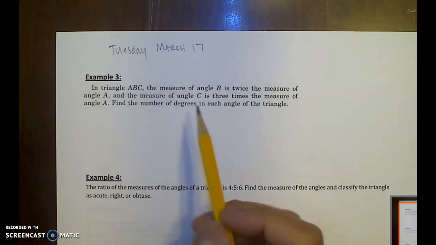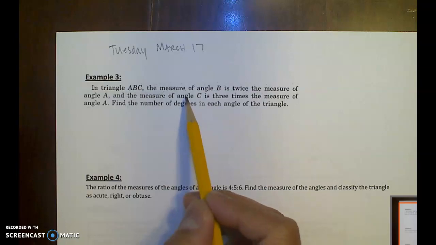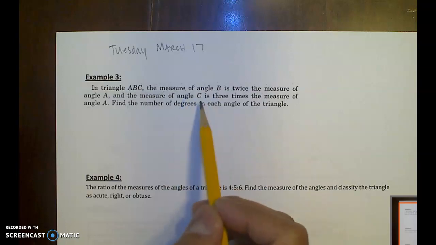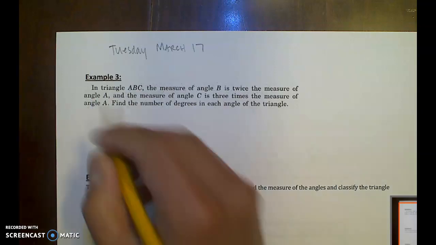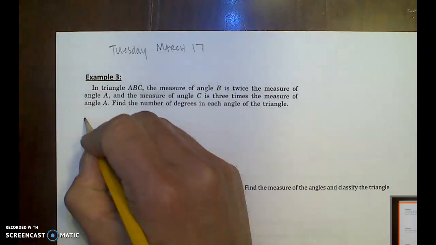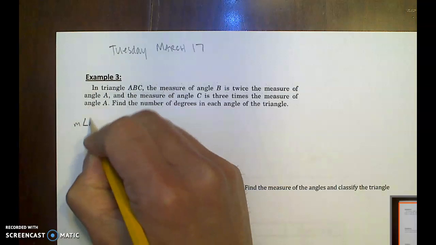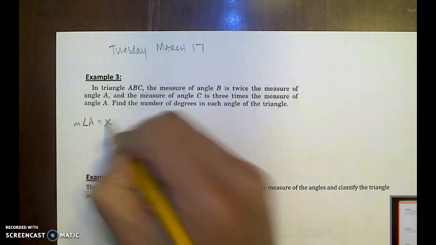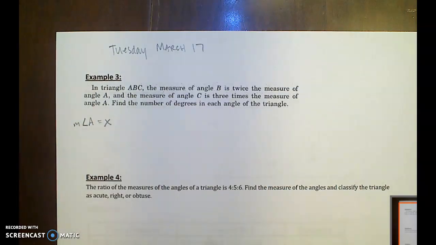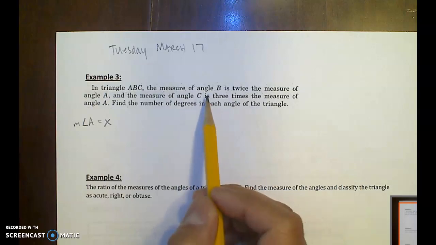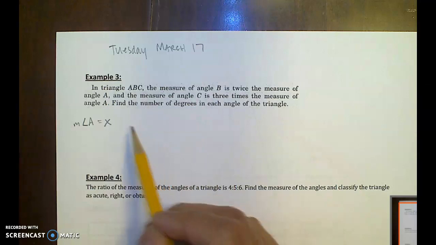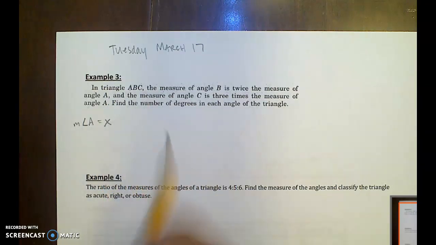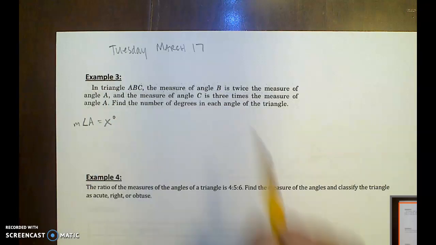Okay, so since both angle B and angle C are being described in terms of angle A, we're going to start off by saying that the measurement of angle A is equal to x. Again, we're doing this because angle B and angle C are being described in terms of angle A. So we're going to say that the measurement of angle A is x degrees.